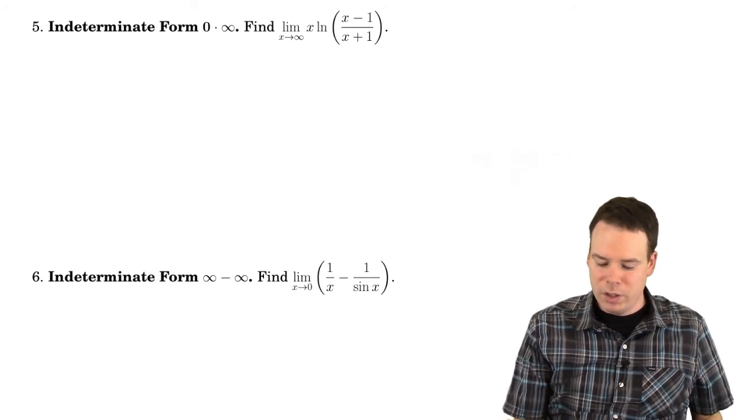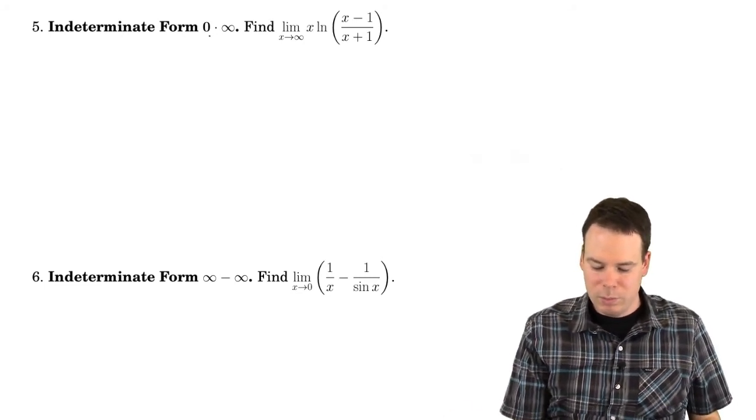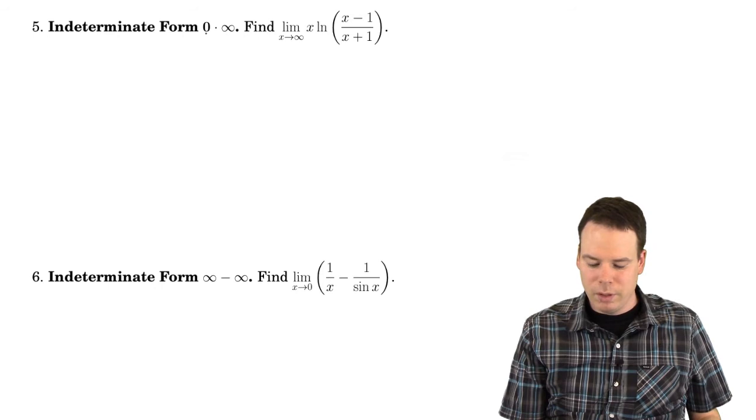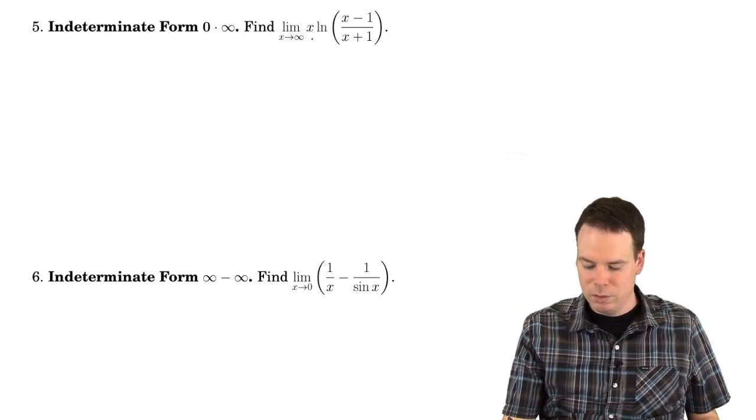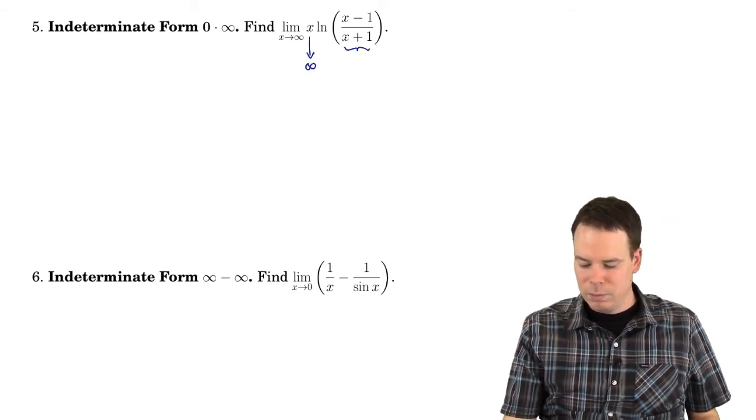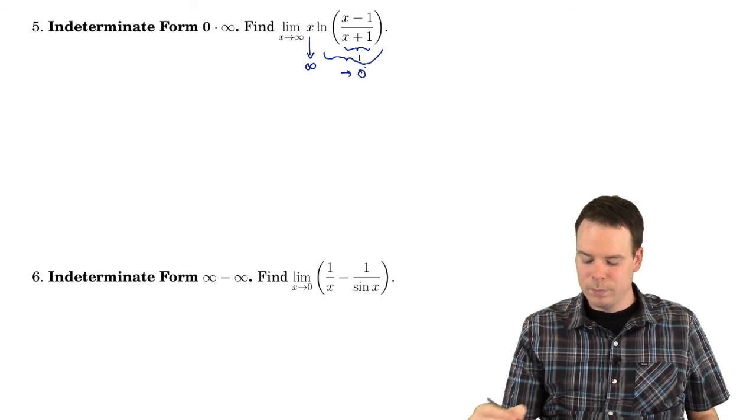Here we're going to start to branch out and look at different types of indeterminate forms. So here we're looking at a form of 0 times infinity. If we look at it, what happens as x goes to infinity? This part, x, is going to infinity. As x goes to infinity, x minus 1 over x plus 1, a rational function, goes to 1. And then we're taking the logarithm of something going to 1, so this thing is going to 0.